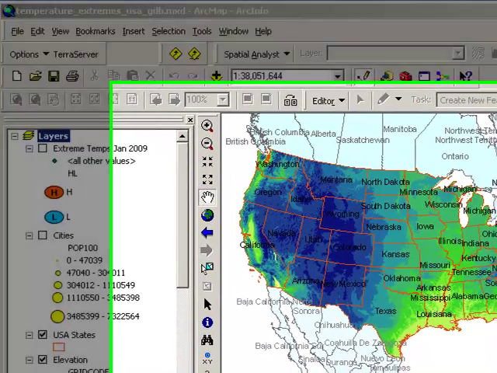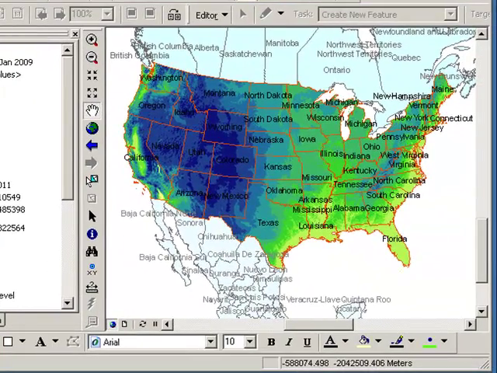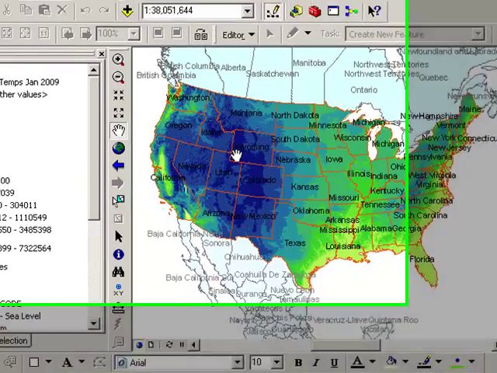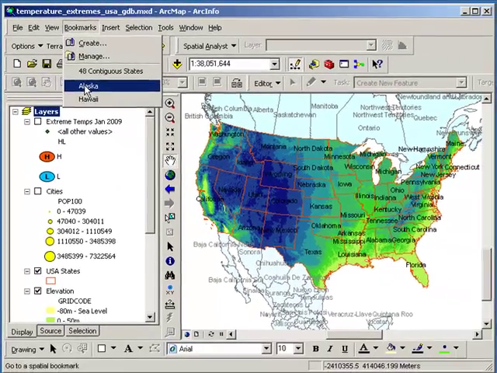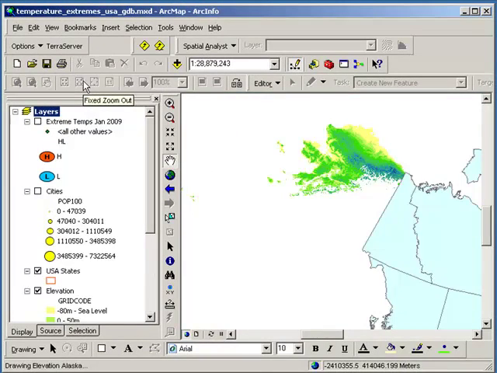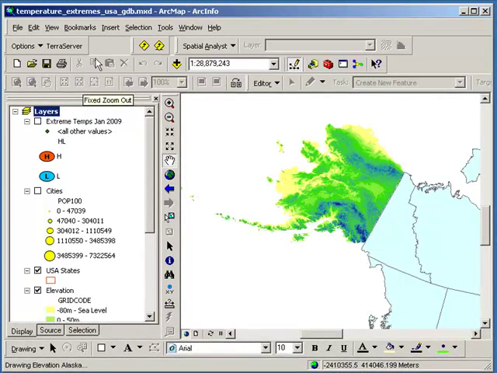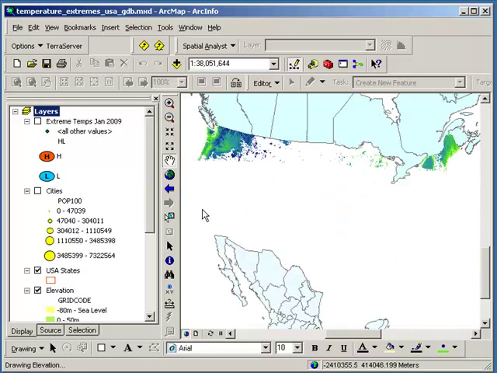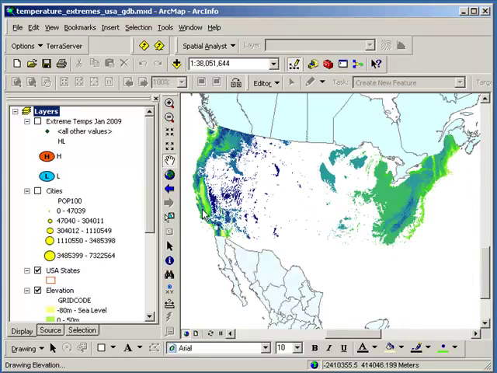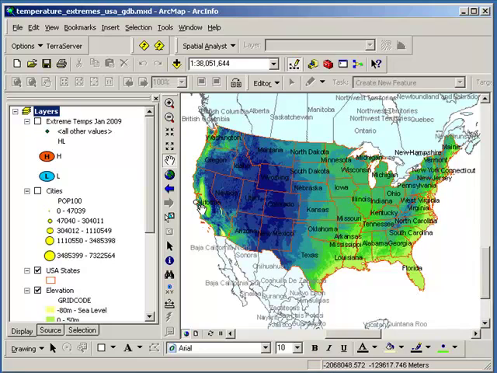In another example, also using ArcGIS desktop, I've got the elevation for the continental United States, and actually I have the elevation for a bit more. I've got Alaska, for example, in here as well. And then I'm going to go ahead and map the temperature extremes. I'm sure you've all seen in the newspaper the daily high and low for the United States. What I did was I decided to map all of those.